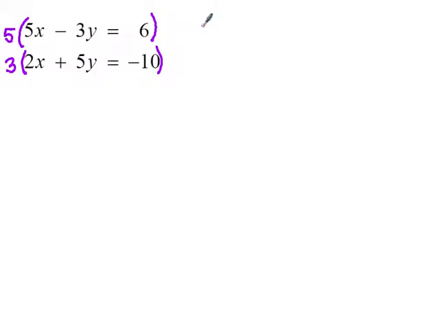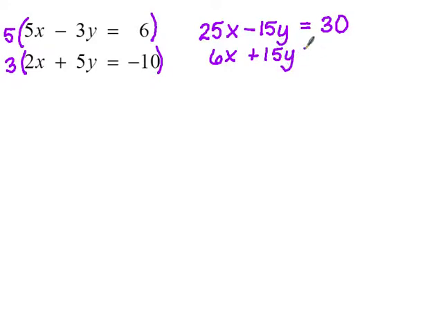So the top equation becomes 25x. Can somebody finish for me? Equals 30. It's important that you distribute to the very last term. What does the second equation become? Equals negative what? 30. Good.